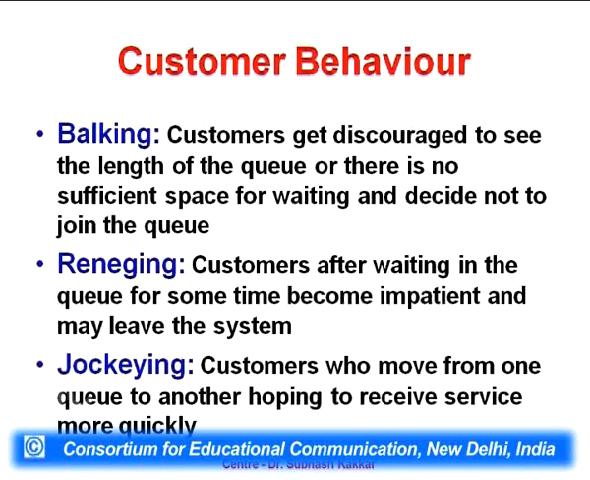Then jockeying is another sort of behavior which the customers depict. Customers who move from one queue to another hoping to receive service more quickly in the second queue. So this is again a typical behavior of the customer, and they decide to keep moving from one queue to the other, thinking that if we go to the other queue, the time will be less.